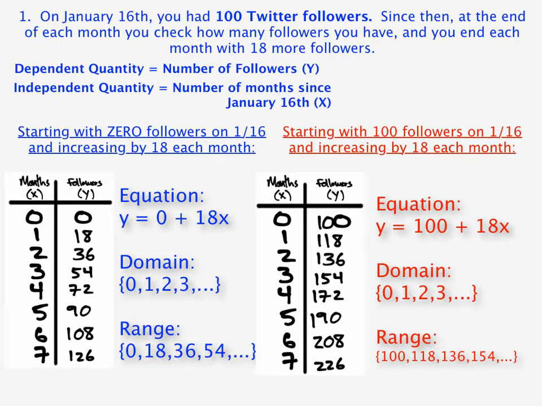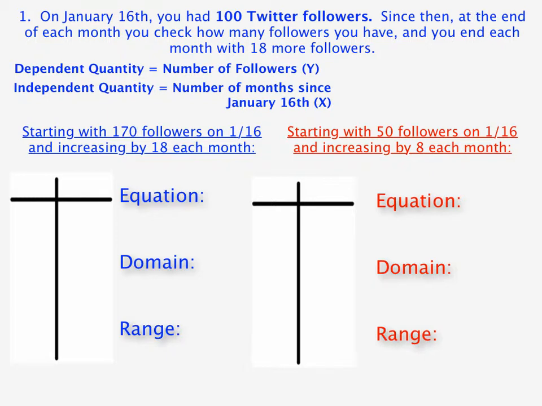Now in this example, we randomly chose to start with 100 followers, and we randomly chose to have those number of followers increase by 18 each month. But I want us to be really good at creating these equations and finding the domains and ranges for any possibility that gets thrown our way. So let's try two more really quickly. What would the equation look like if we started with 170 followers on January 16th instead of 100, but they still increased by 18 each month? Why don't you pause the video, try to come up with that new equation, the domain and range on your own, and then play the video and we'll see how it went.